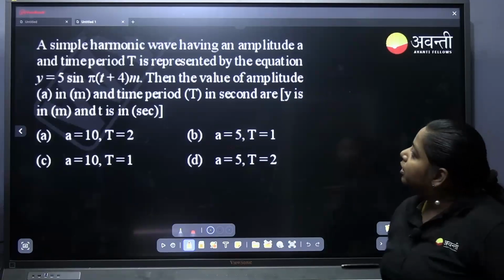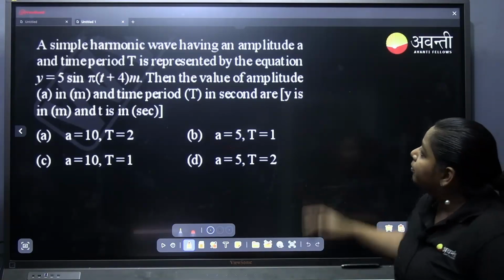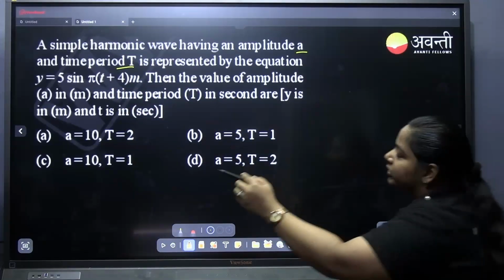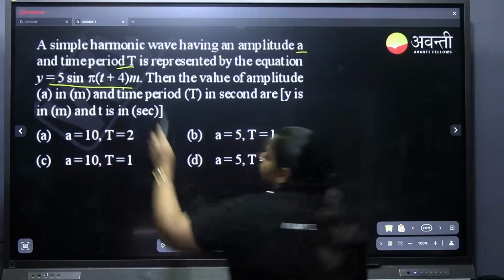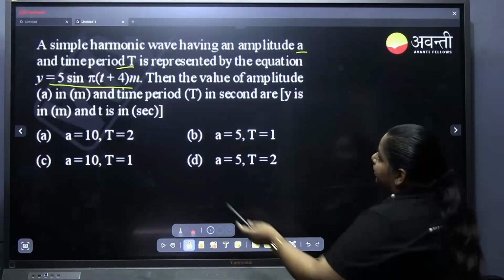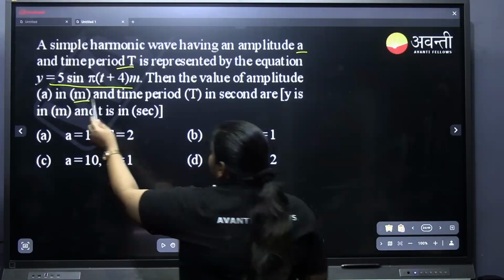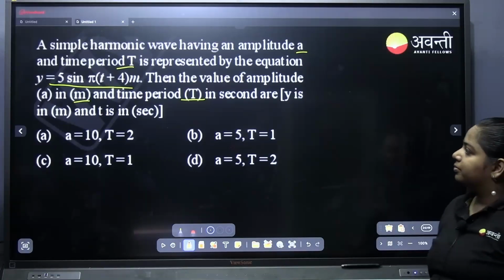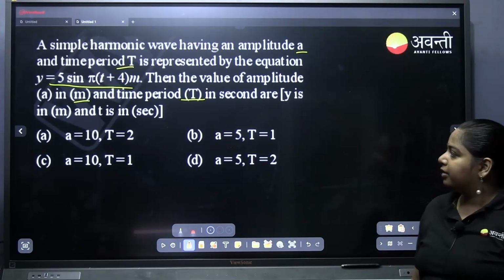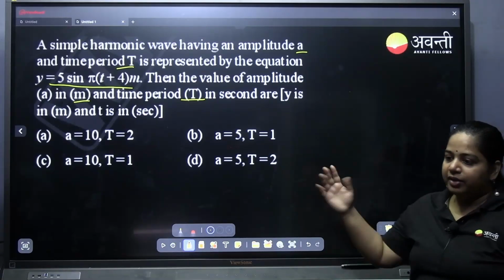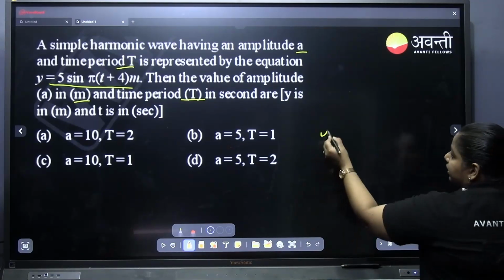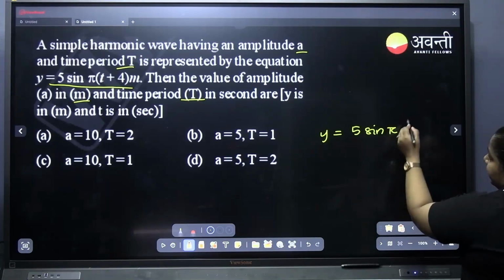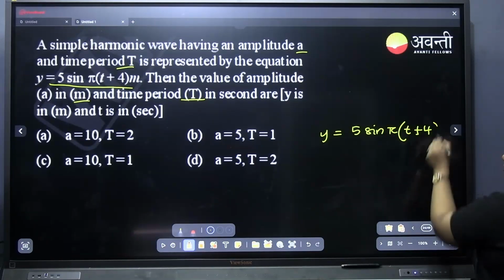Next one, a simple harmonic wave having an amplitude A, time period T is represented by this equation. Okay, this is the equation of a SHM. Then you have to find the value of amplitude A and period from the given equation. Given that y equal to 5 sin pi t plus 4.